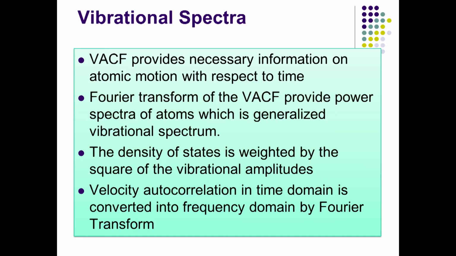To look at the vibrational spectra, the velocity autocorrelation function, as you see on the slide, provides necessary information on atomic motion with respect to time, which is very clear to us. If you take a Fourier transform of the velocity autocorrelation function, that provides you the power spectra of the atom, which is a generalized vibrational spectrum. In the Fourier transform you are going from the time domain, where, as you know, in molecular dynamics you are looking at the trajectory in time, and the distribution of the velocities and their correlation, the velocity autocorrelation from v0 to vt, have certain correlation in the time domain.